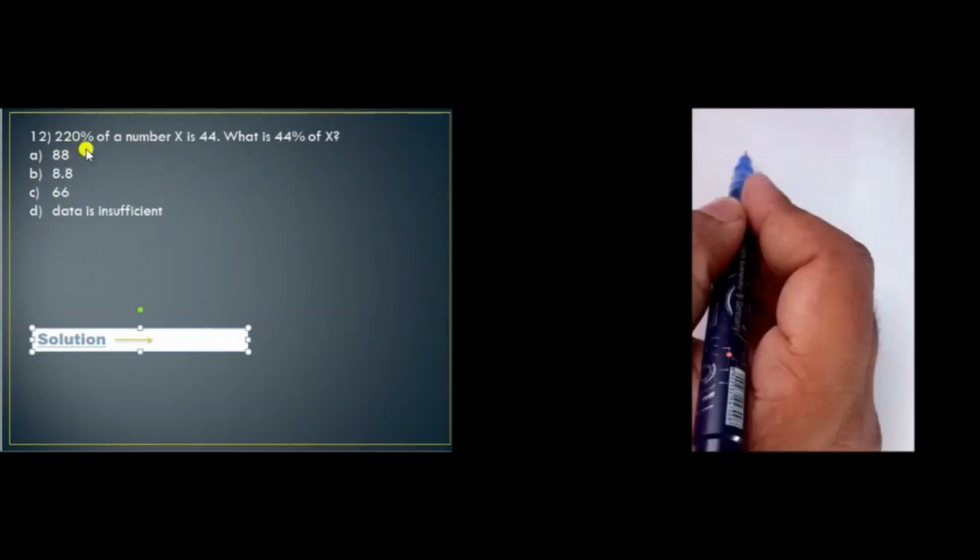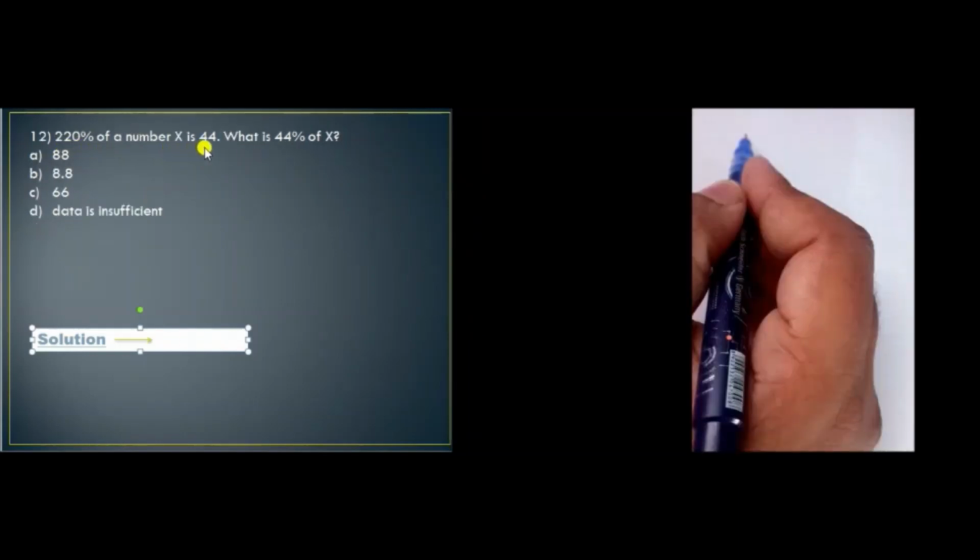So the question is, 220% of number x is 44. Then what is 44% of x? 220% of number x is 44, so what is 44% of x? Let's see the solution. 220% of number x is 44, so what is 44% of x?